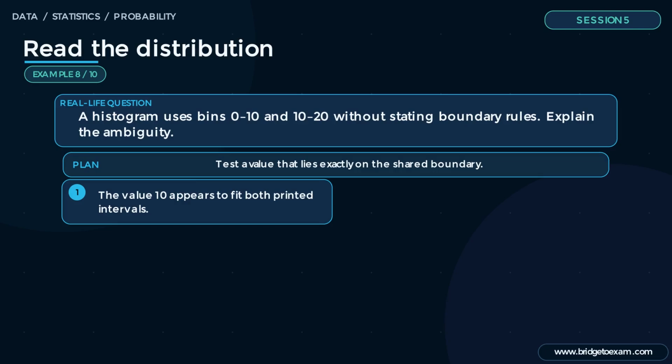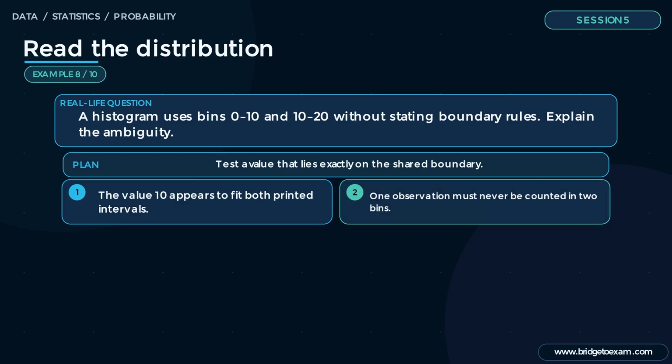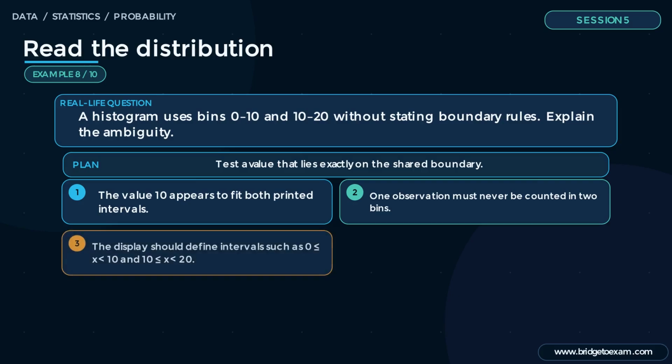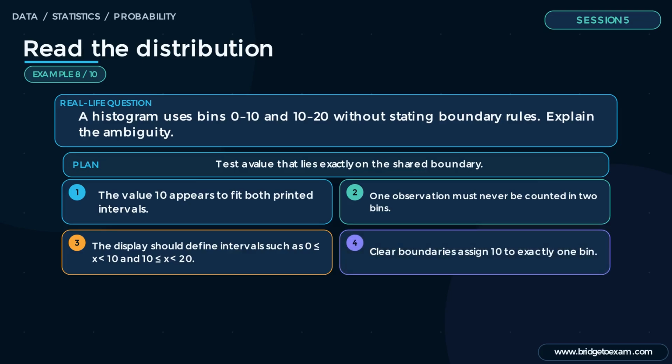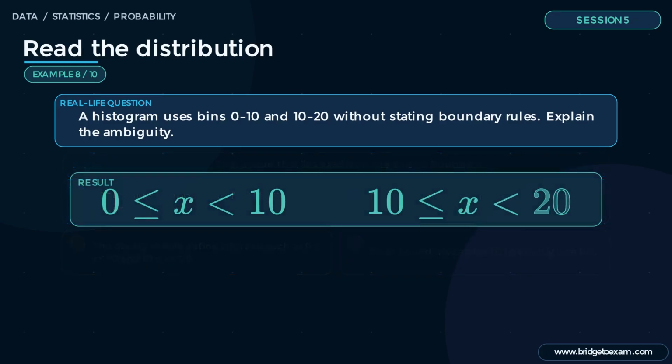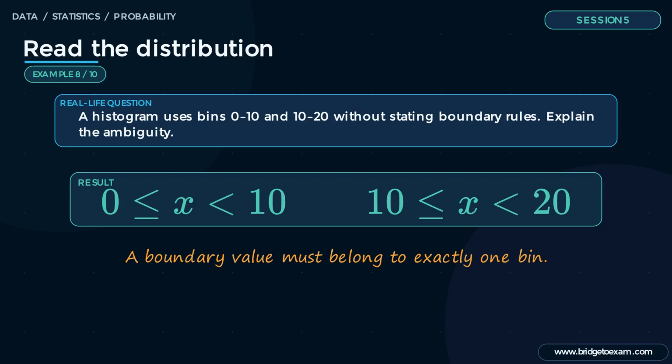Step 3. The display should define intervals such as 0 is at most x less than 10 and 10 is at most x less than 20. Step 4. Clear boundaries assign 10 to exactly 1 bin. Quick check. After boundaries are defined, the sum of frequencies should still match the sample size. This matters in real life because clear bin rules prevent measurement data from being double counted.